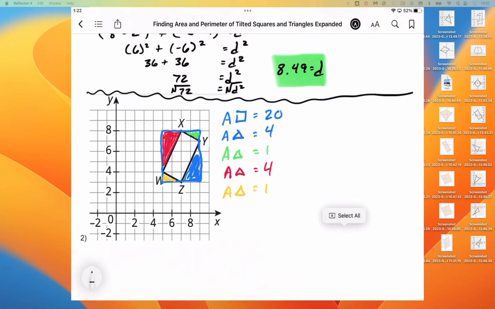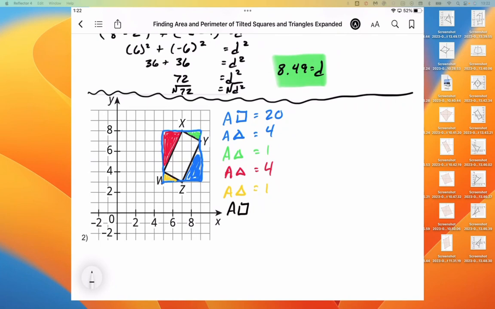So for the area of the black rectangle, we need to take the area of the blue one, which is 20, and then cut off all of those triangles on the outside. So 20 minus 4 minus 1 minus 4 minus 1. 4, 1, 4 and 1 is 10, so 20 minus 10 leaves 10. The area is 10.